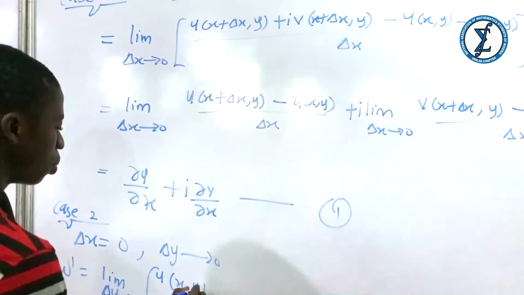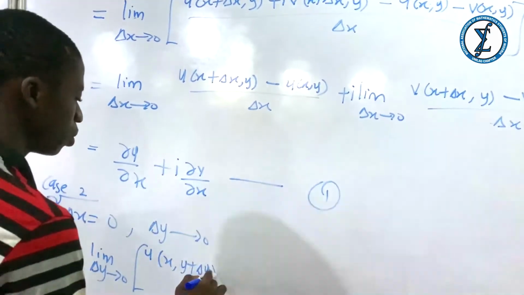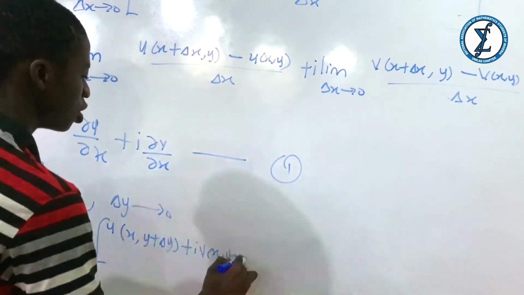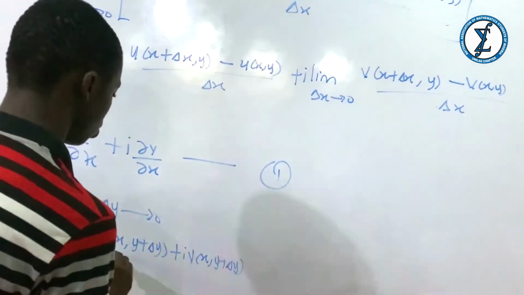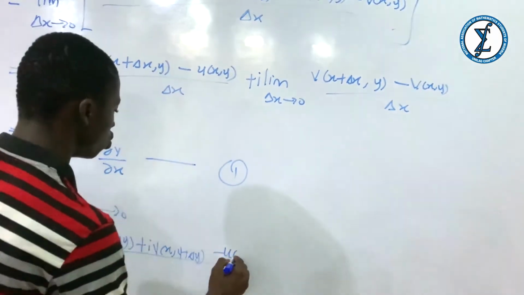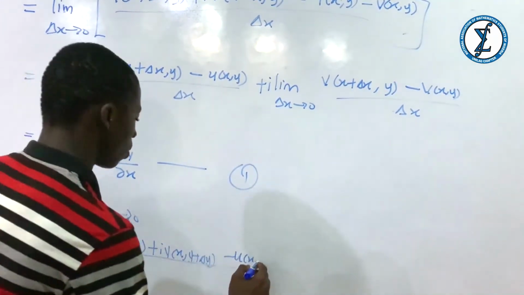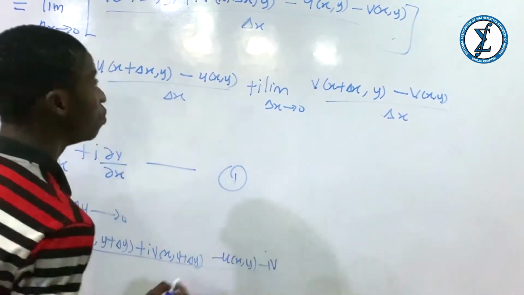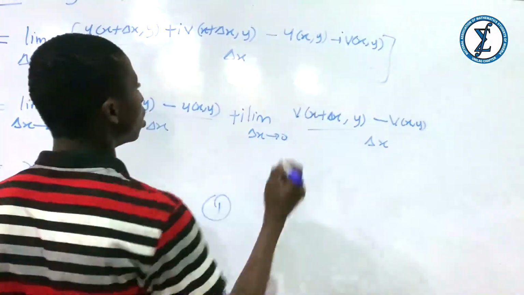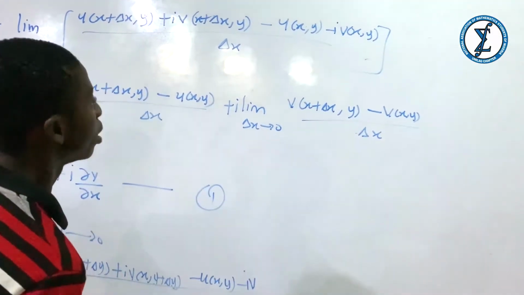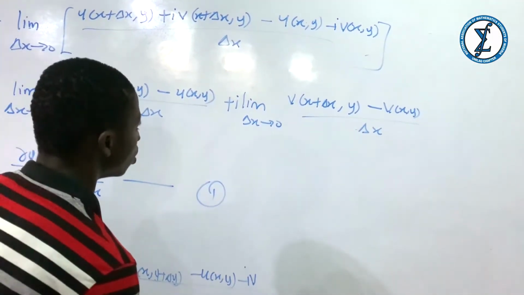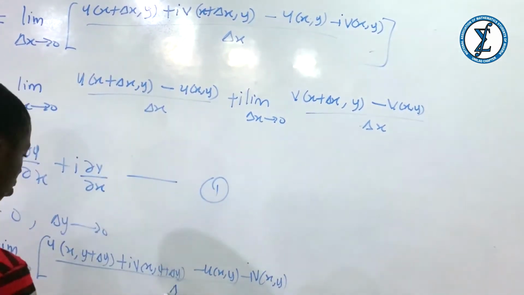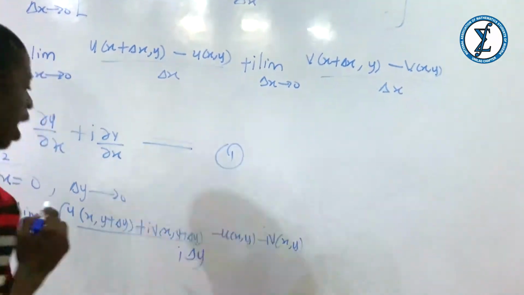y plus delta y plus iv of x, y plus delta y, then minus u of x, y minus iv, yes, minus iv of x comma y, delta, this is what? i delta y.